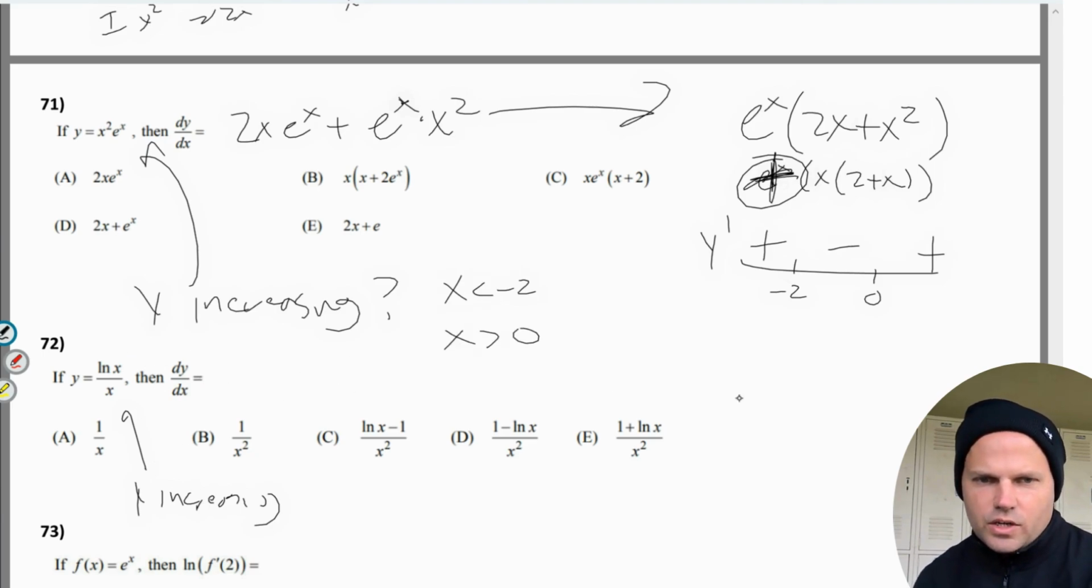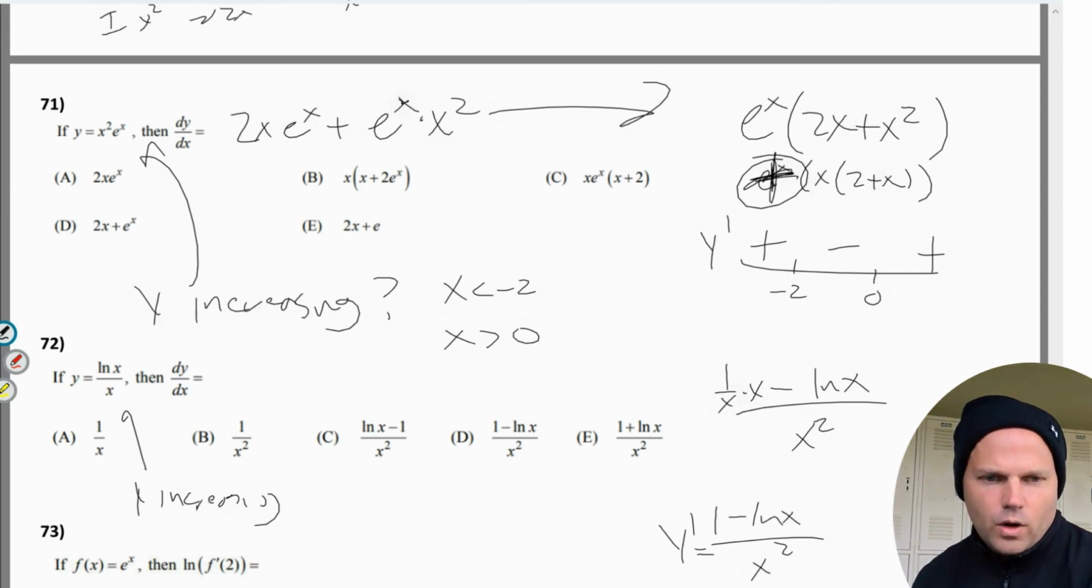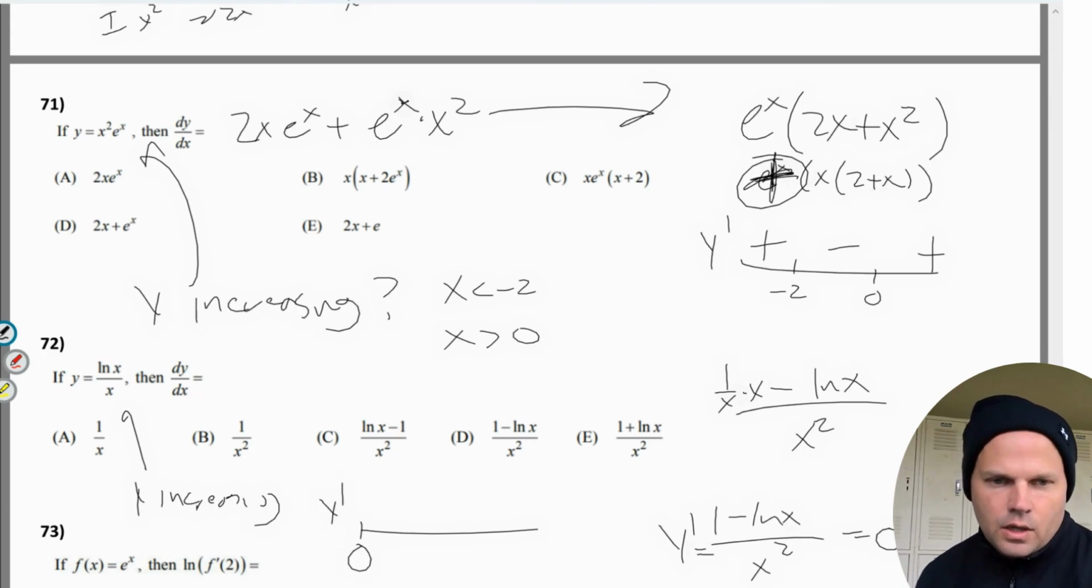What about this situation? Slopes of the top times the bottom minus the slopes of the bottom times the top, all over the bottom squared. 1 minus log x over x squared is y prime. When does this equal 0? Well, for log x, we would start at 0 because you're not allowed to plug in 0 or anything negative. And you'd have to solve this equation 1 minus log x equals 0, which is when 1 equals log x, e to a power both sides, x equals e. So we would look at x equals e.